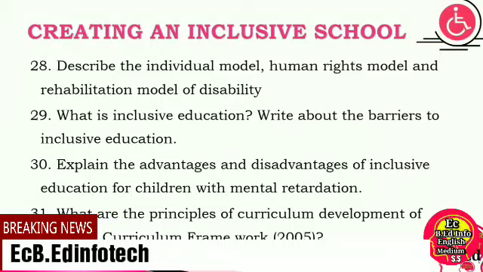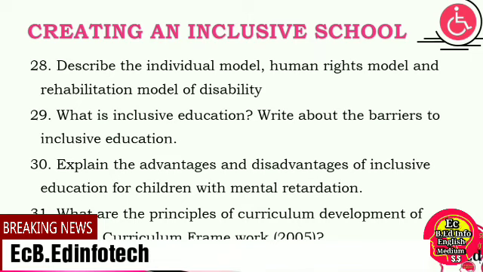28. Describe the individual model, human rights model and rehabilitation model of disability. 29. What is inclusive education? Write about the barriers to inclusive education. 30. Explain the advantages and disadvantages of inclusive education for children with mental retardation. 31. What are the principles of curriculum development of National Curriculum Framework 2005?